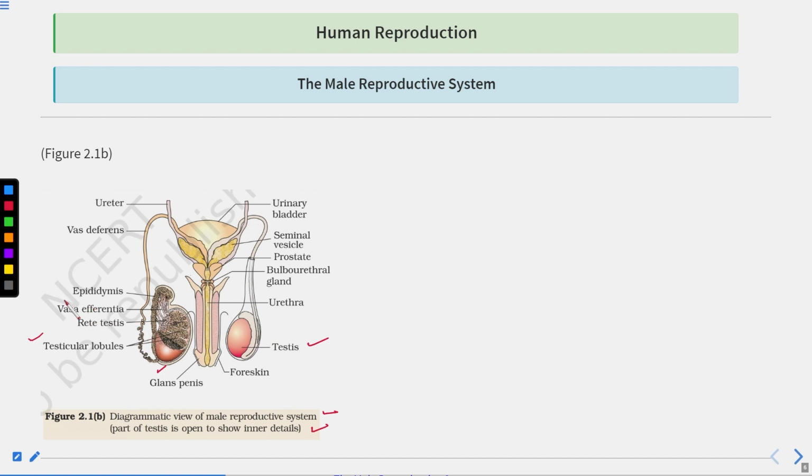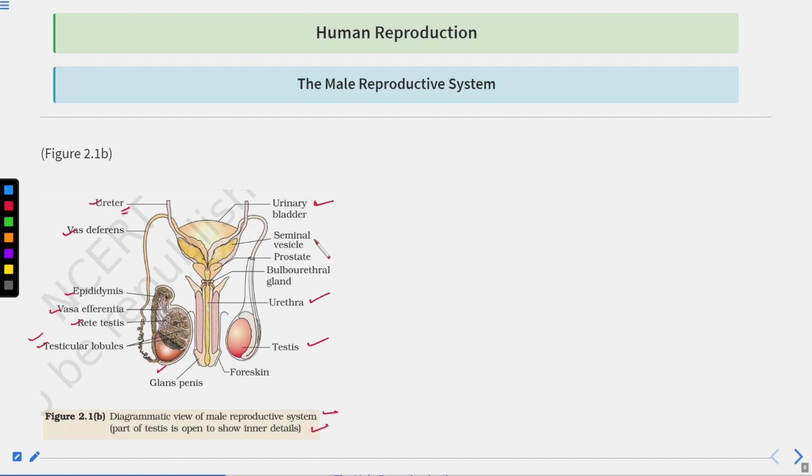The testes consist of the rete testis, vasa efferentia, epididymis, and the testicular lobules. Clear? Here you can see the vas deferens. This is the ureter, which is coming from the kidney. This is the urinary bladder, where urine is stored for some time. The ureters discharge their contents into the urinary bladder. Clear? And the urine is discharged outside of the body through the opening known as the urethra.